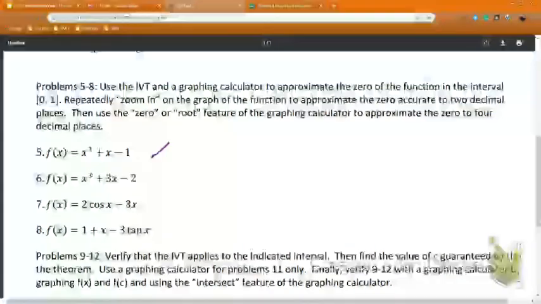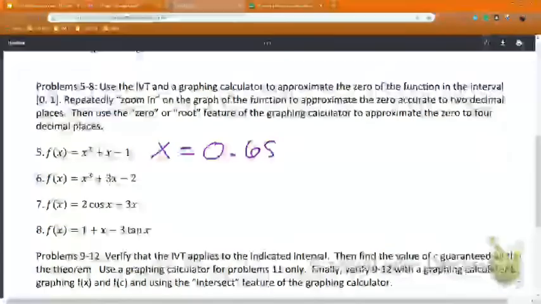So we're just going to write x equals 0.682. You only need 3 decimal places. You don't need more. If you put more, that's fine. It won't be wrong, but you only need 3.